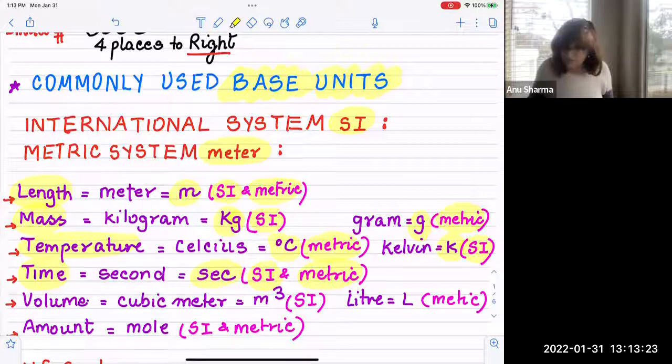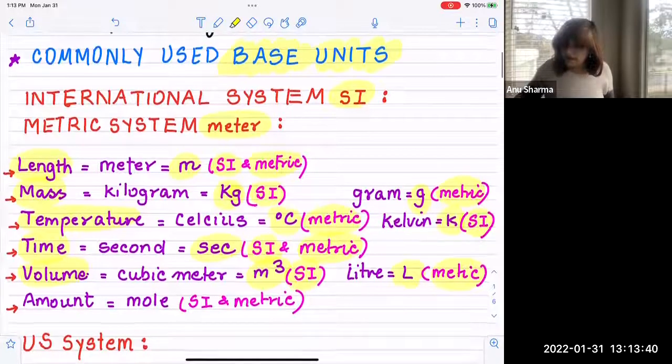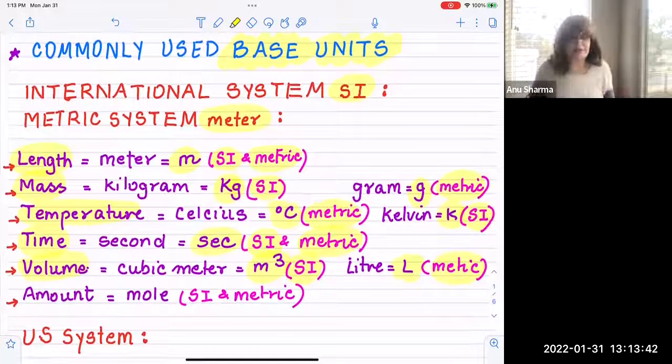Then comes the volume. Volume is more of a derived unit because it comes through measurements. In the SI system, it is the meter cube, and in the metric system, it is the liter. Later on, we will see in what context the measurement is being done. Is it a volume of a solid? If it is a solid, then it's meter cube or centimeter cube. But if it is a liter, then we use it for liquids.